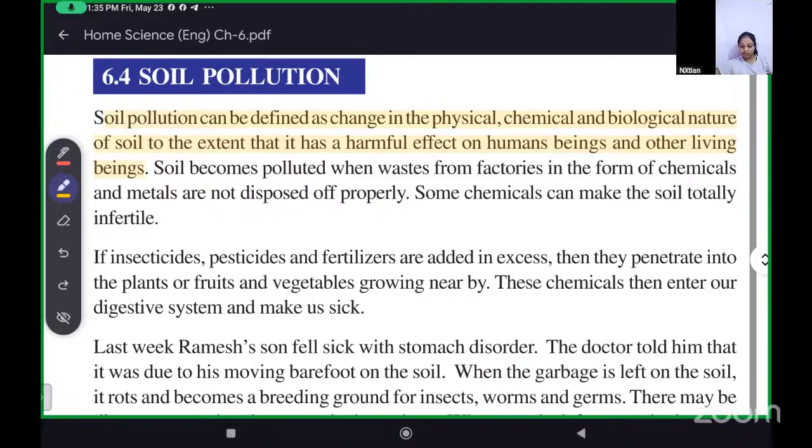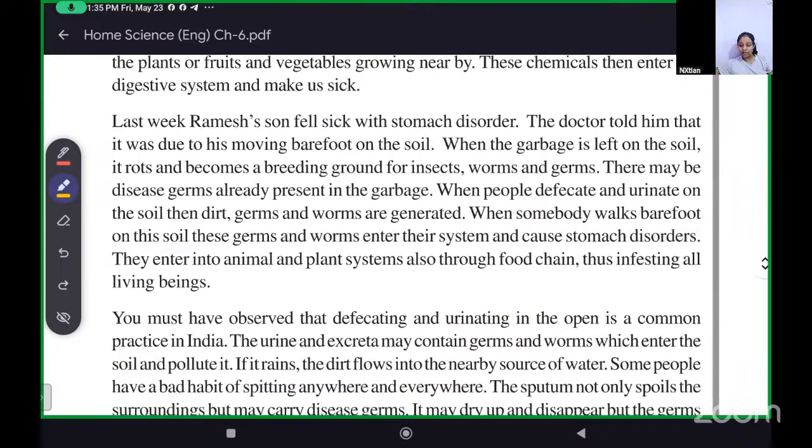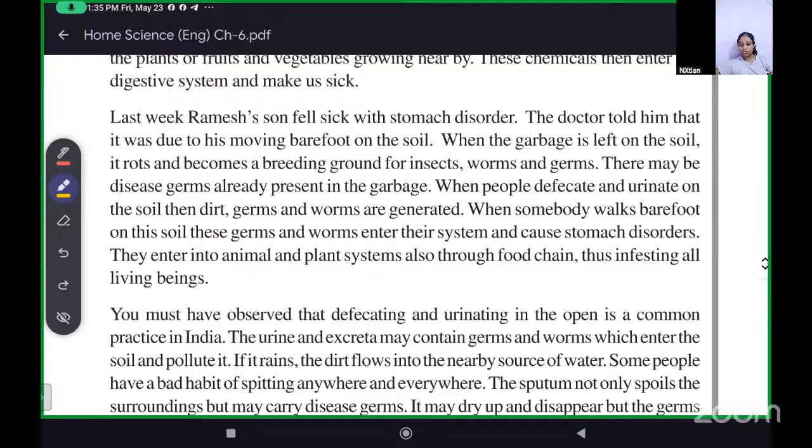So that is possible. Then last week, Ramesh's son fell sick with stomach disorder. The doctor told him that it was due to his moving barefoot on the soil. When the garbage left in the soil rots, it becomes a breeding ground for insects, worms, and germs. There may be disease germs already present in the garbage. When people defecate and urinate on the soil, then dirt, germs, and worms are generated. When somebody is walking barefoot on the soil, these germs and worms enter their system and cause stomach disorder.